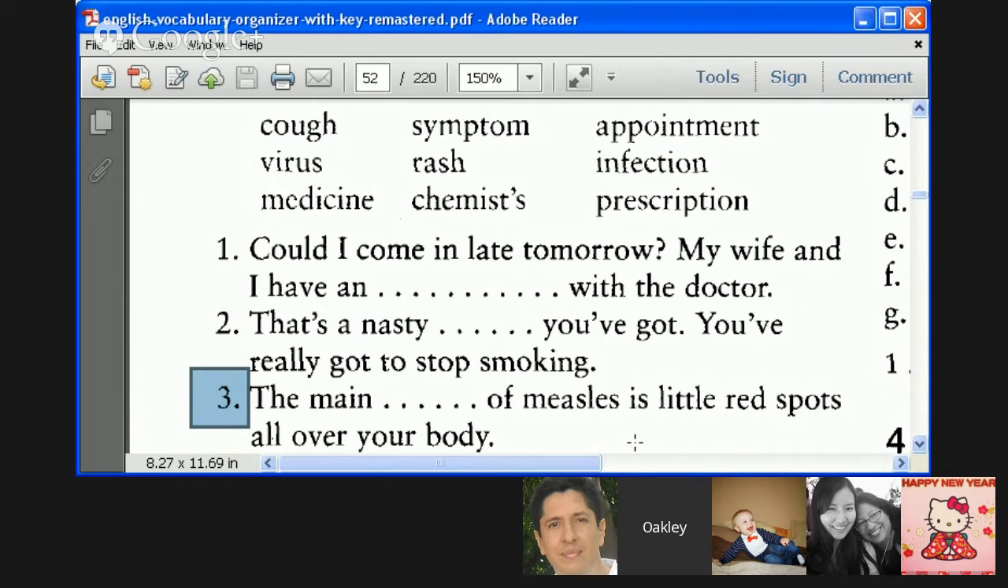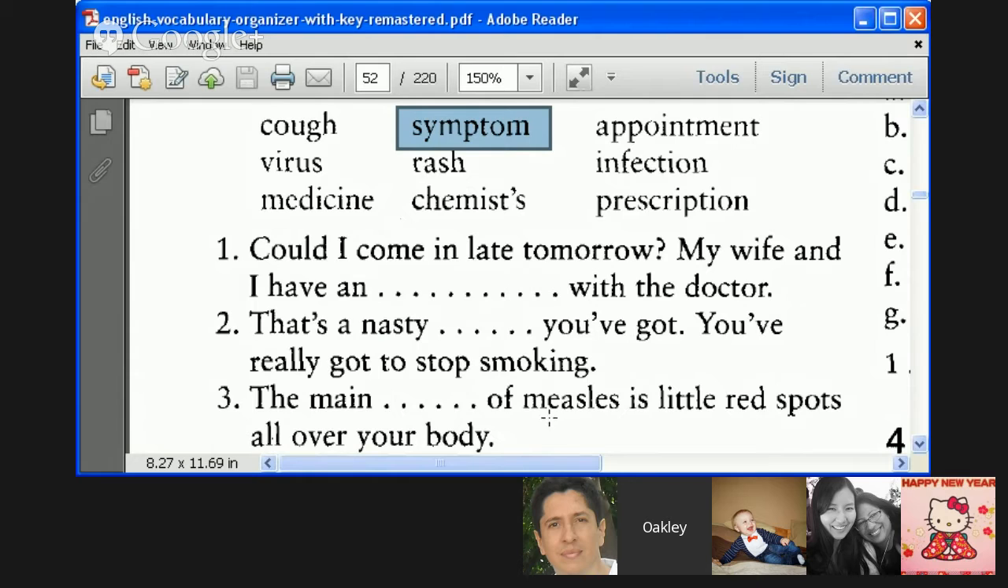The main symptom of measles is little red spots all over your body. Very good. All right. The symptoms are the effects of any kind of disease or injury. So the symptoms could include a cough, sore throat, a headache, a high temperature, itching, a rash, any of these things. So very good. A symptom.